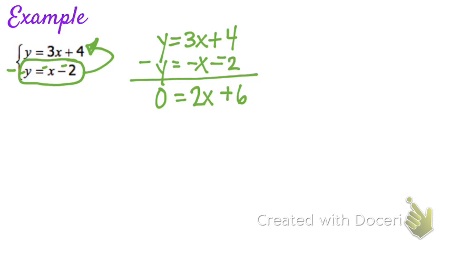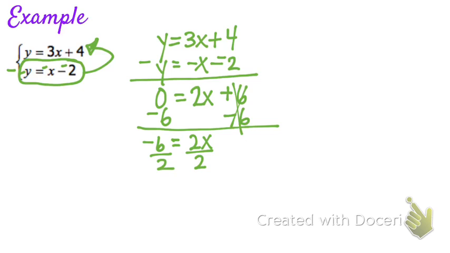So let's do that by moving things away from the x. You always move what's added or subtracted first. So we have 0 minus 6. And we still have our 2x. And then you undo the multiplying by 2 by dividing. So when you do that, you have -3.